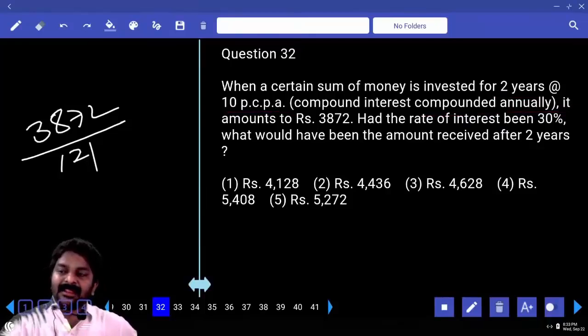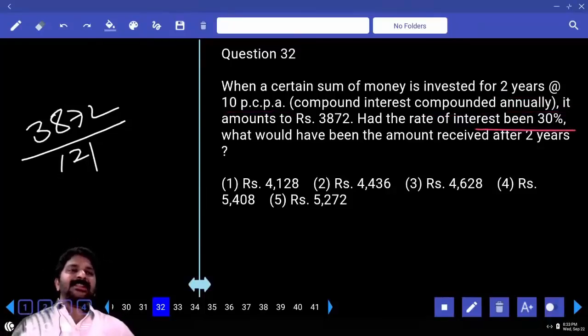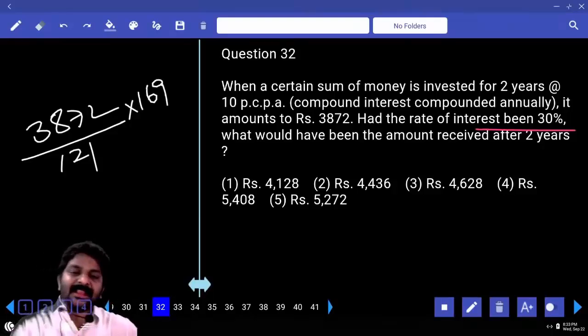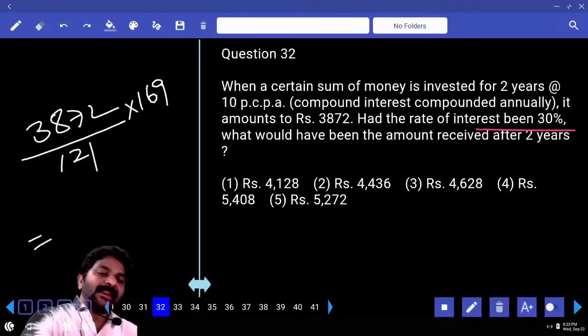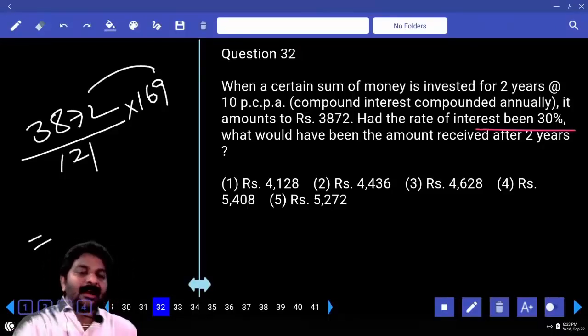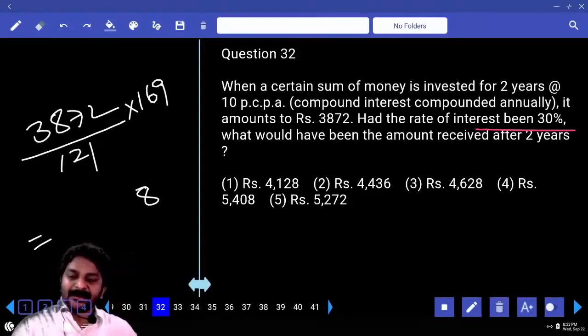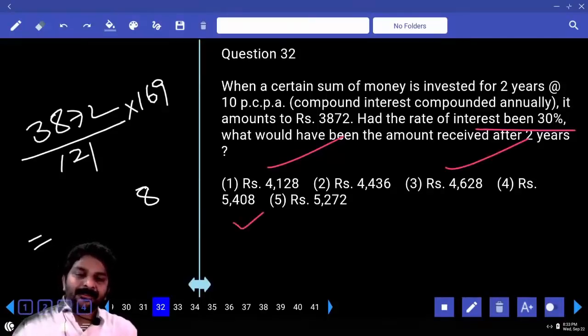And now, had the rate of interest been 30% per annum, compound interest for 2 years at 30% per annum? 169%. Then amount? 169%. And this is what we want to calculate now. Yes, now numerator ends with 2 into 9. Denominator ends with 1 into which number ends with 8? So your answer must end with 8 only. How many options are there? 3 options are there, 3 possibilities, correct? It may be first option, third option, or fourth option. So we have to calculate this.